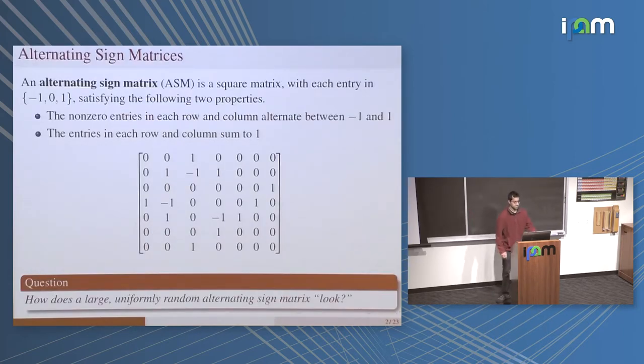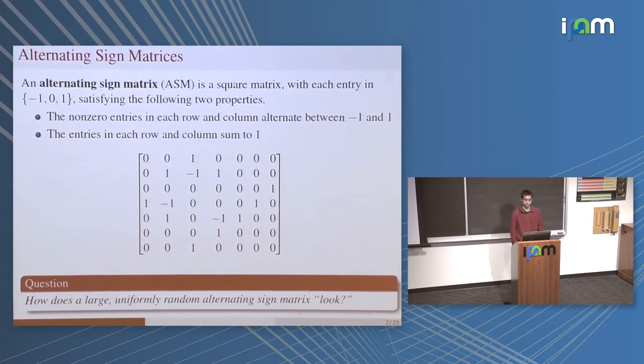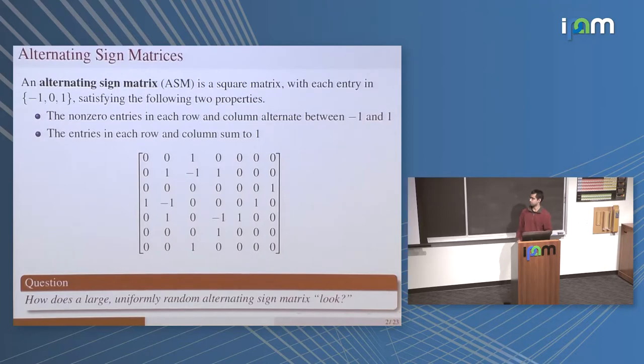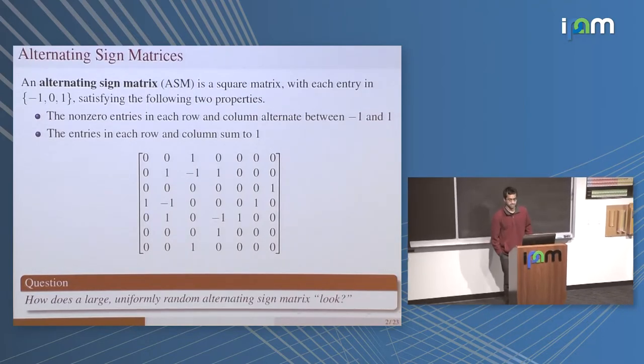So I probably don't need to introduce what an alternating sign matrix is, but just to fix notation, I will. It's an n by n matrix. Each entry is minus 1, 0, or 1, and it satisfies the following two properties. In each row and column, the non-zero entries alternate between minus 1 and 1, and in each row and column, they sum to 1. So this forces you, going from top to bottom in each column, to have 1, minus 1, 1, minus 1, et cetera. So here's an example of a 7 by 7 alternating sign matrix.